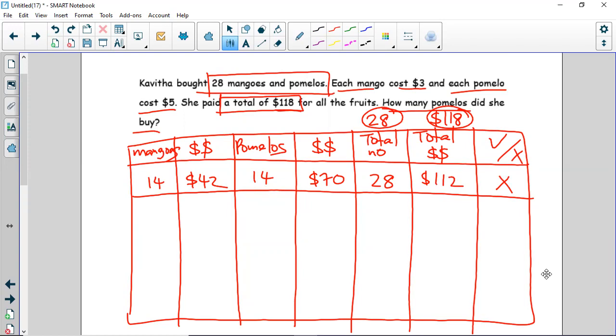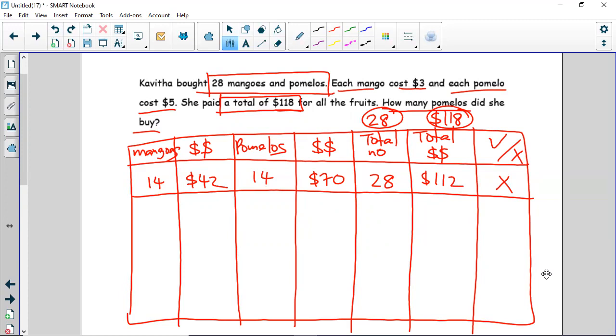And so what do you have to do? You have to increase, right? Increase the mangoes or increase the pomelos. So the second guess onwards is also a clever guess. Do you want to increase the mangoes or the pomelos? You look at your wrong total, your wrong total amount of money. It is smaller than the right total money.